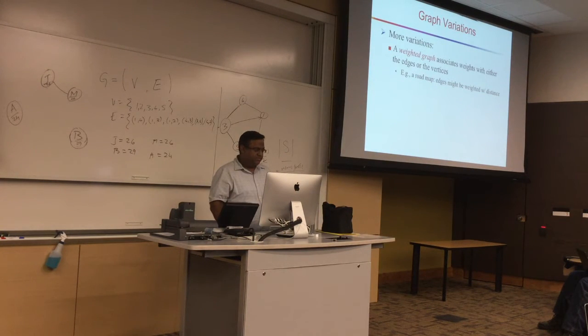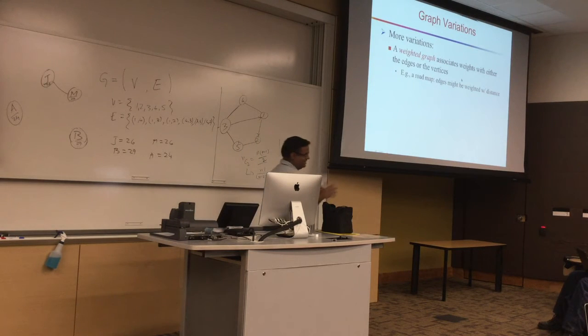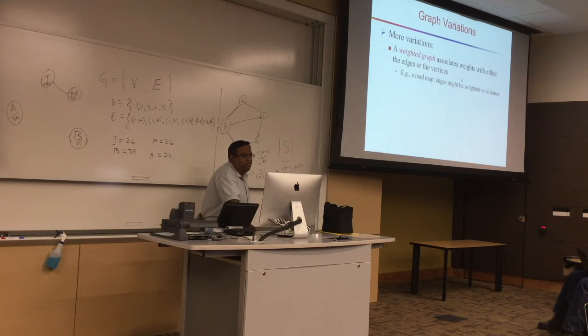Okay. Now, remember, nodes are related. So in a graph, weight is the weight of the relationship. So in a road map, edges might be weighted with the distance that you have.